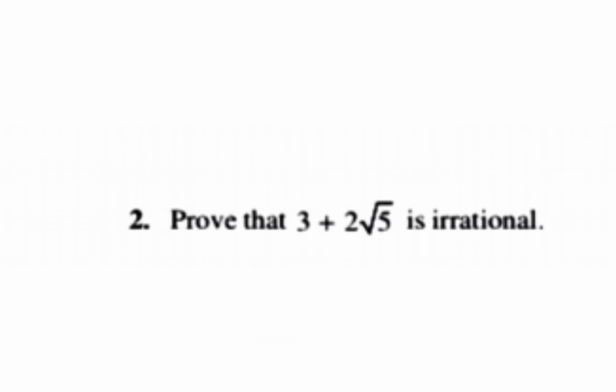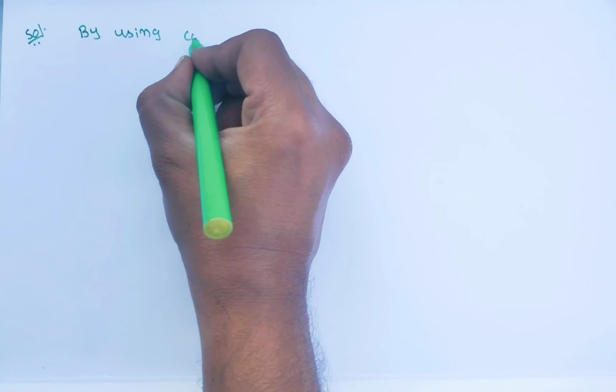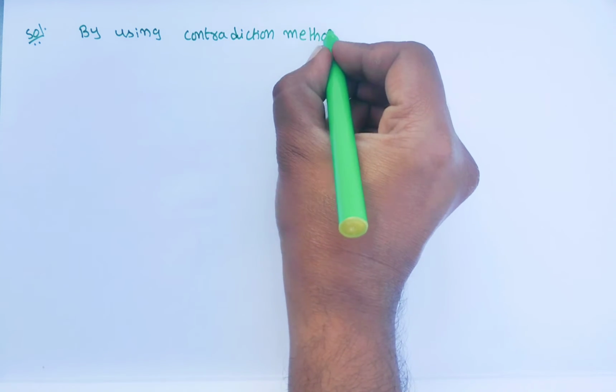Prove that 3 plus 2 root 5 is irrational. Clearly here 3 is a rational number, and 2 root 5 is an irrational number. So rational plus irrational makes an irrational number only. But we prove this one by an indirect method. For that purpose we use the contradiction method.